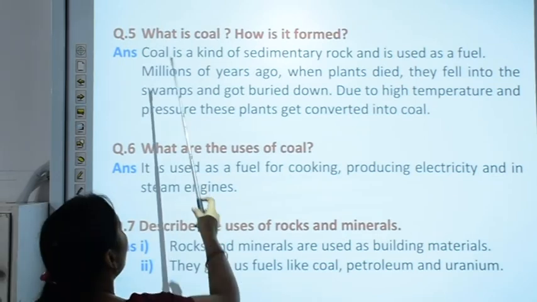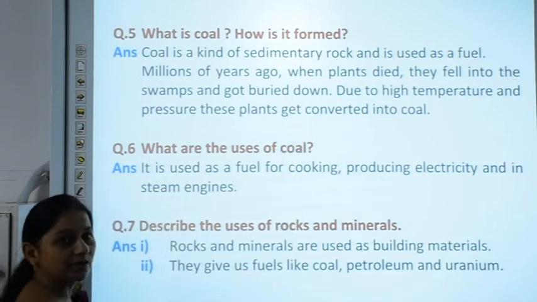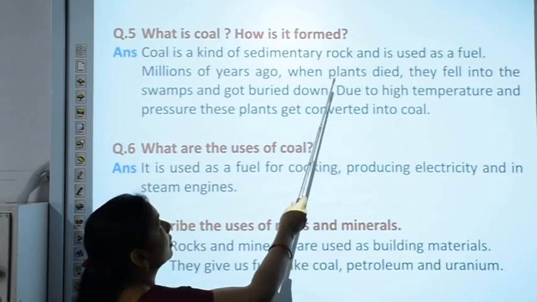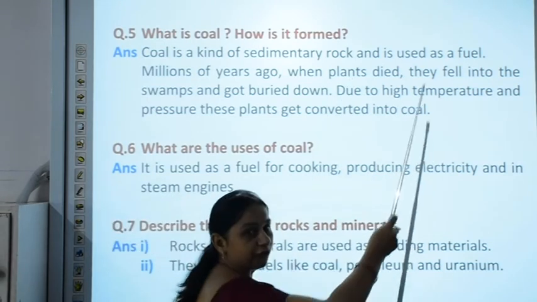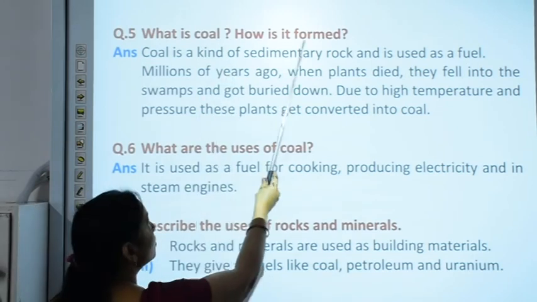Next question, what is coal and how is it formed? First, we are going to see what is coal. Coal is a kind of sedimentary rock and it is used as a fuel for cooking and many other purposes. And how is coal formed?